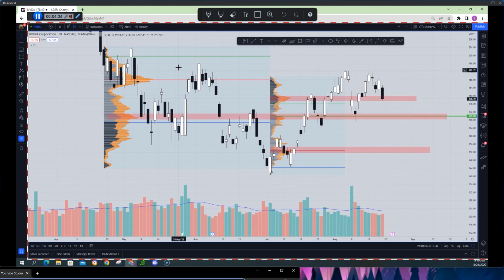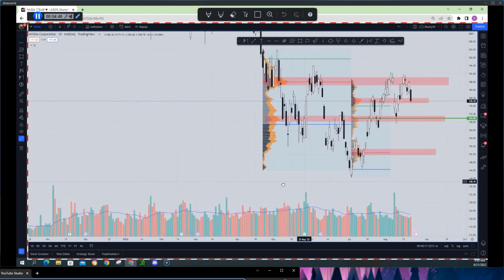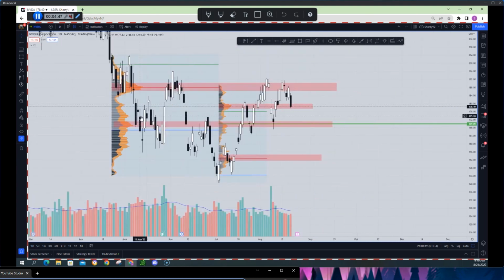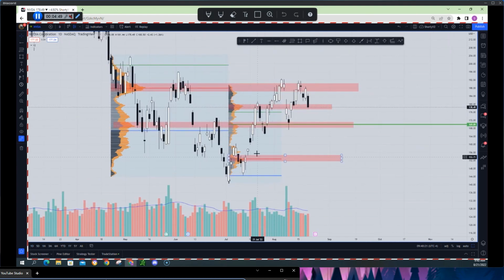And then from the bigger perspective, the big shelf is right here. Oh man, it's not clicking for some reason. The big shelf is right here. So this is your big supply right here. There's a lot of selling right here and it's showing on the price. So this demand here did not take out the previous supply here.